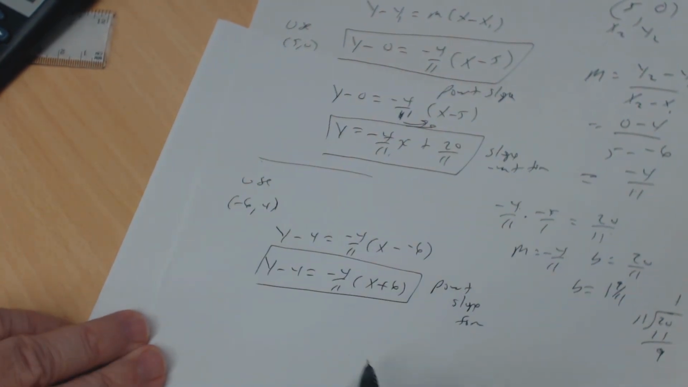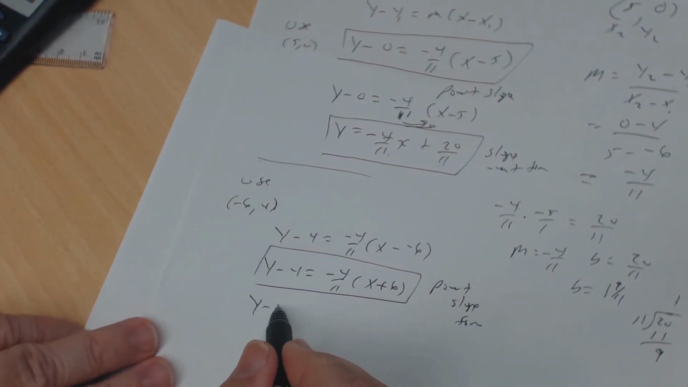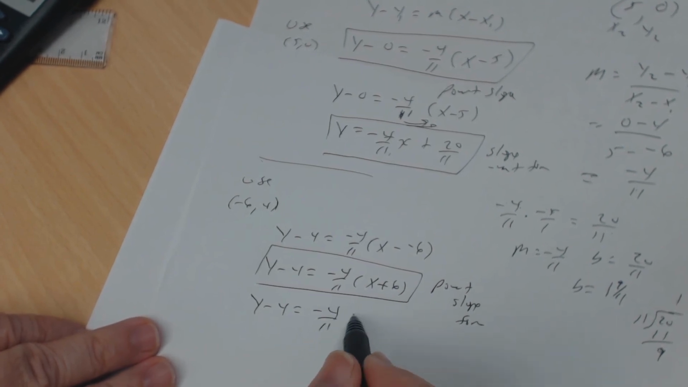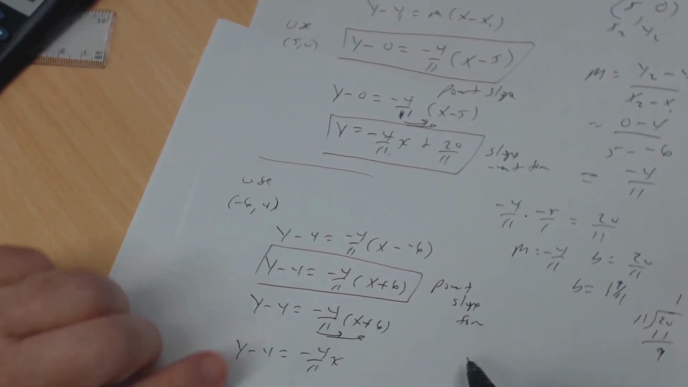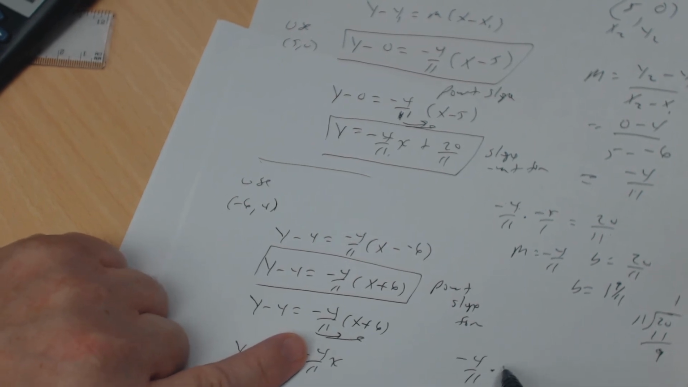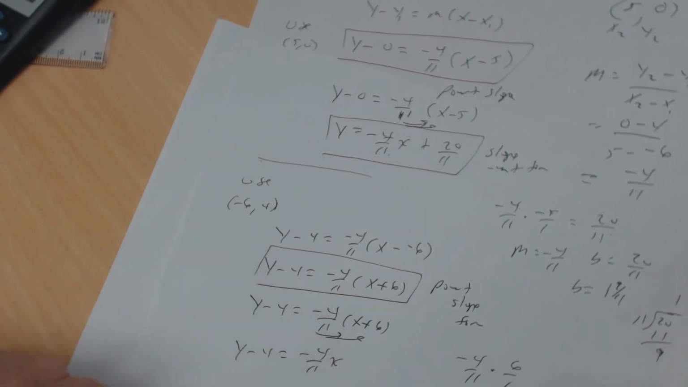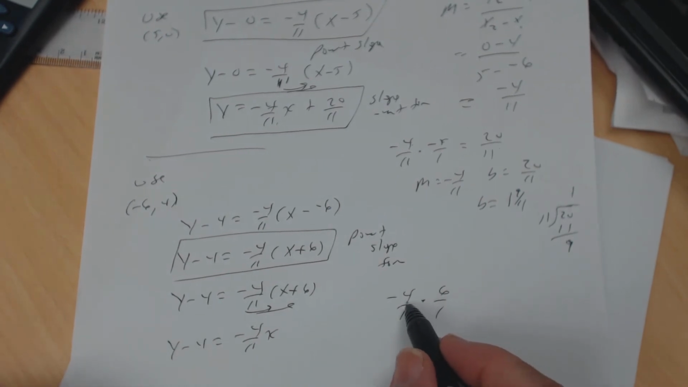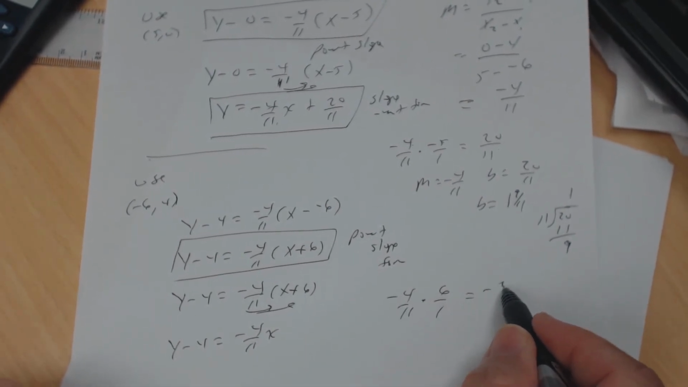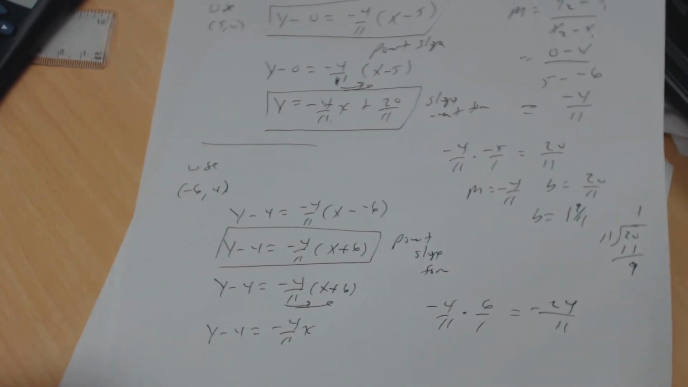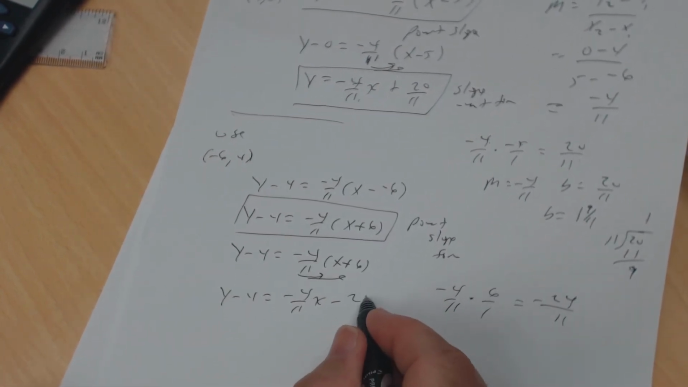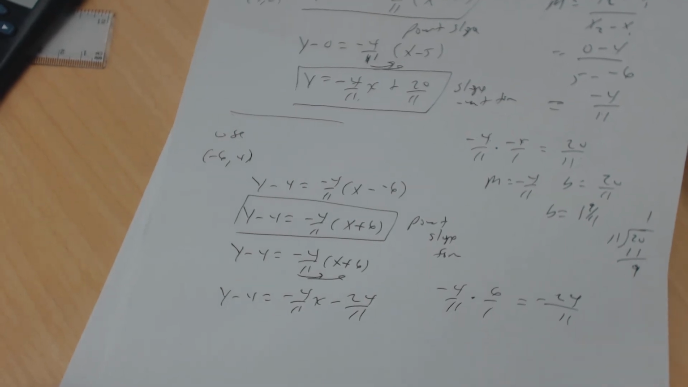Okay, now we got to get y by itself. So I'm going to go ahead and rewrite this over and then distribute. So I get y minus 4 equals negative 4/11 x. Now we got to figure out what this part is. So negative 4/11 times 6, that's 6 over 1. I cannot reduce, so I'm just going to go ahead and multiply. Negative 4 times 6 is negative 24, and 11 times 1 is 11. So I get negative 24/11. So that's what this is.